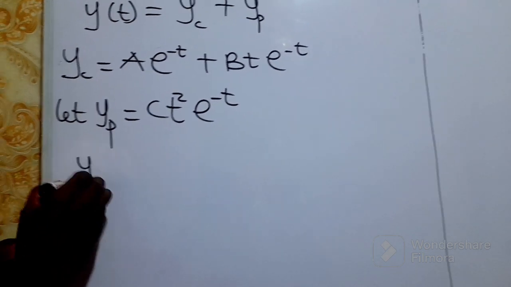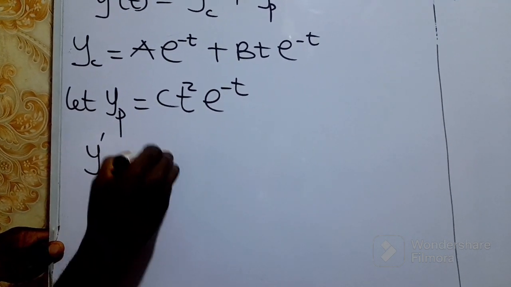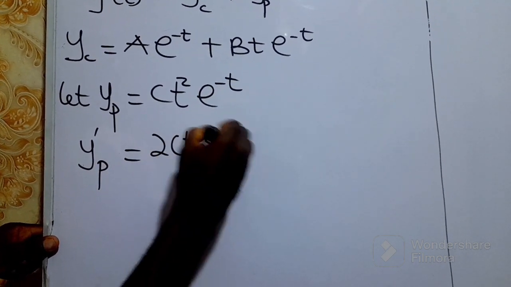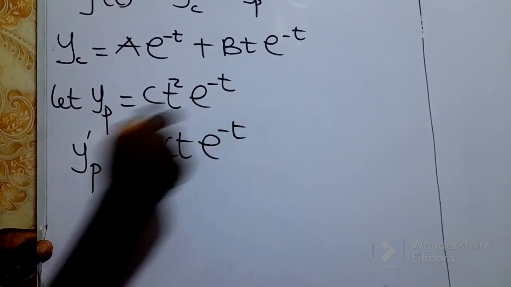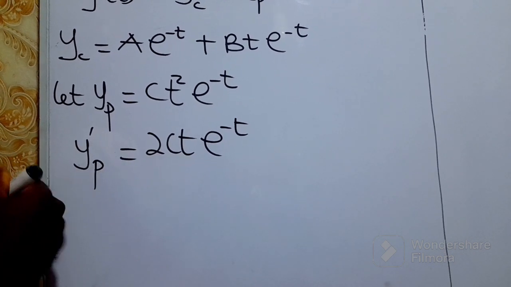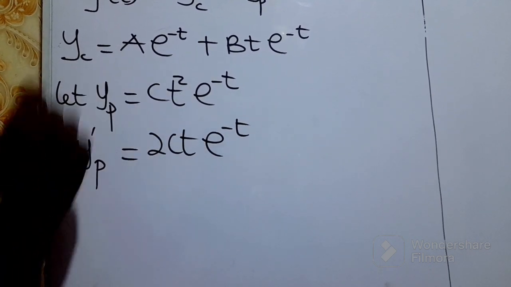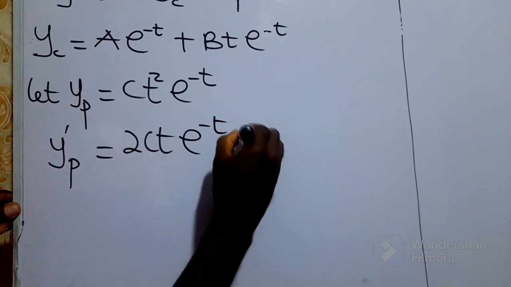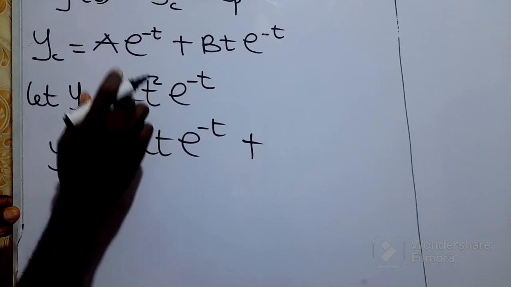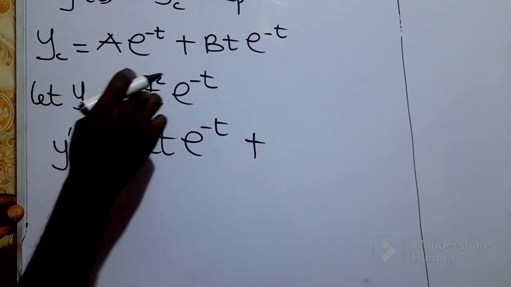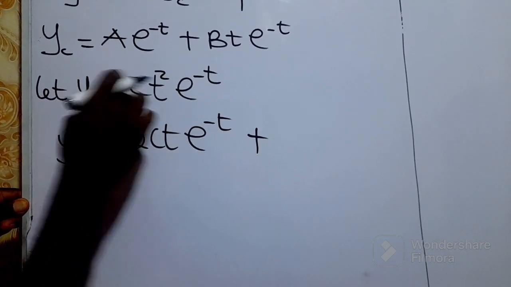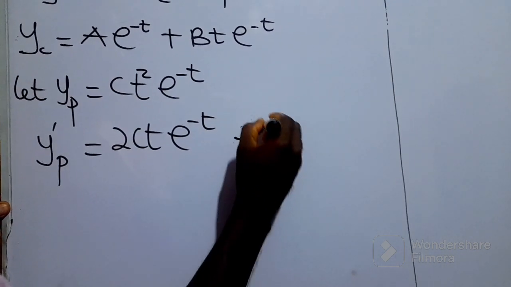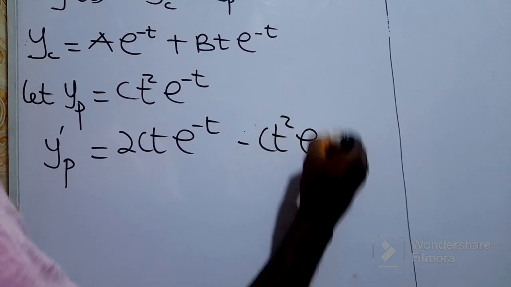So we can say our y_p' will be equal to 2ct e^(-t). Remember, this is a product, so we need to use the product rule. So I keep the e^(-t) and differentiate the t². Then plus, now keep the t² and differentiate this. When we differentiate this, remember, it will be negative 1, then we'll use it to multiply. So we'll have minus c t² e^(-t).